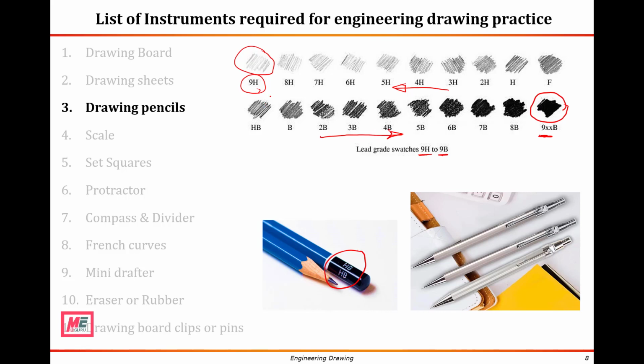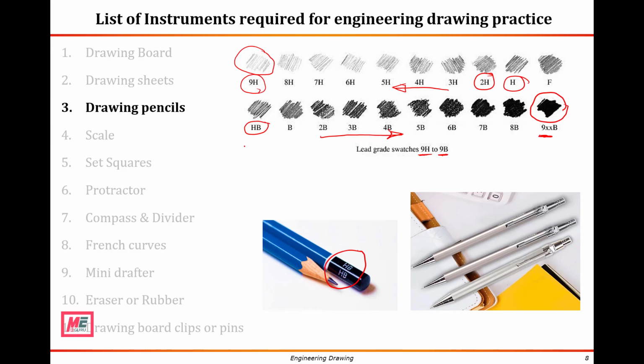HB pencil head is hard and black. It is the medium grade pencil. In engineering drawing practice, we use 2H, H and HB pencils in the order of their softness. I will explain the purpose and their use in the coming videos.